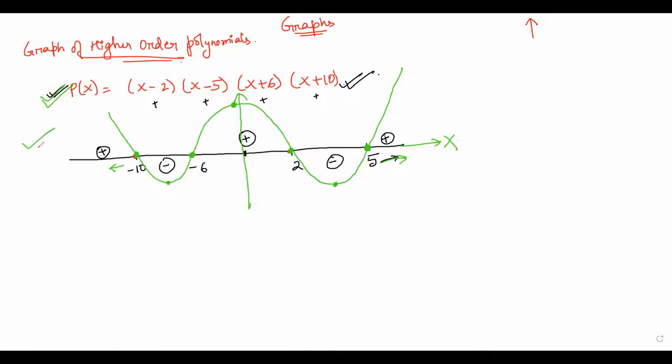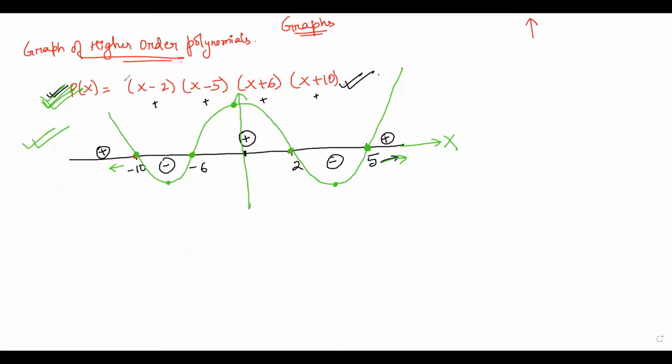So this should be the rough sketch for this polynomial p(x). To plot the graph of higher order polynomials, first we need to find the critical points. Then we need to put these critical points on the x-axis, post which we need to find those ranges of values of x for which the polynomial would be attaining positive values and negative values. And then we can plot the rough sketch of any given polynomial.